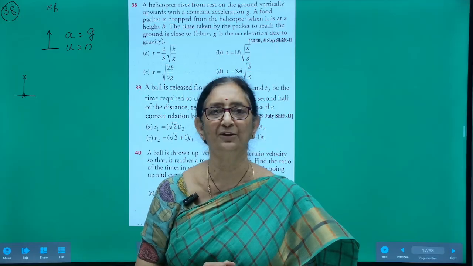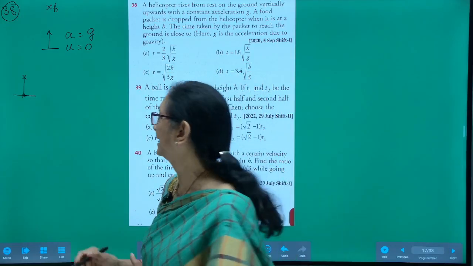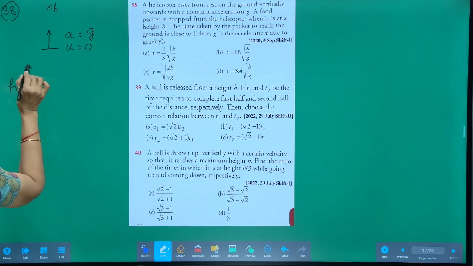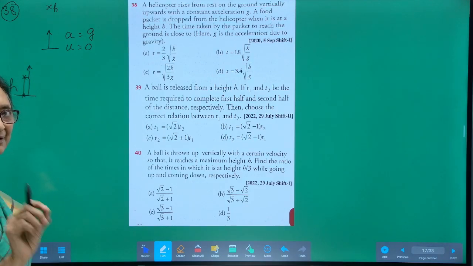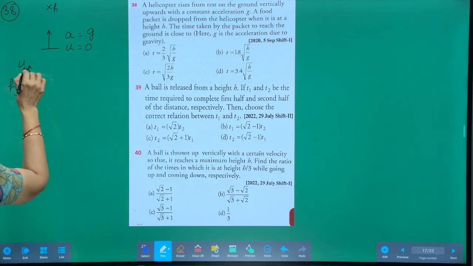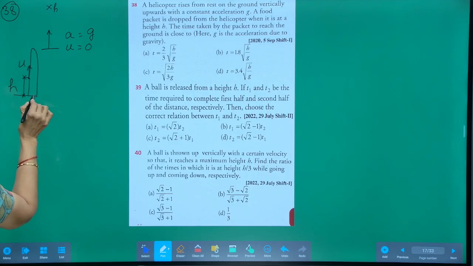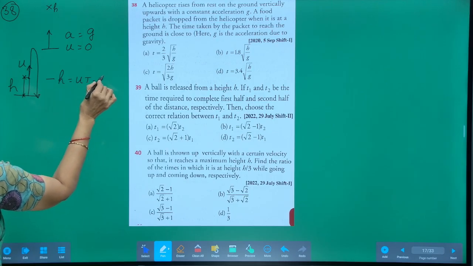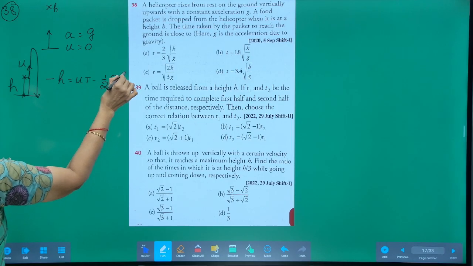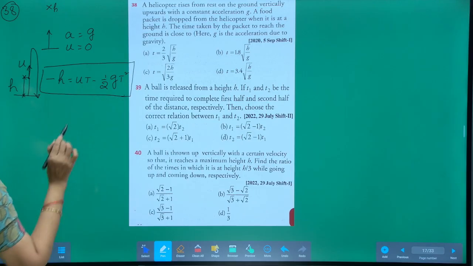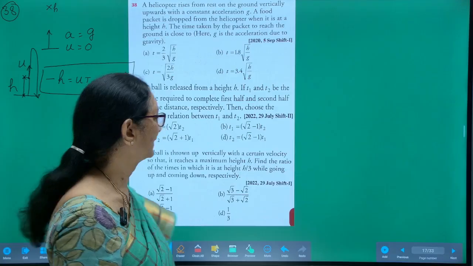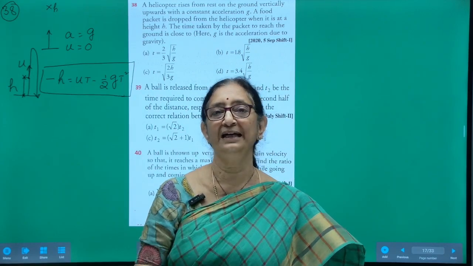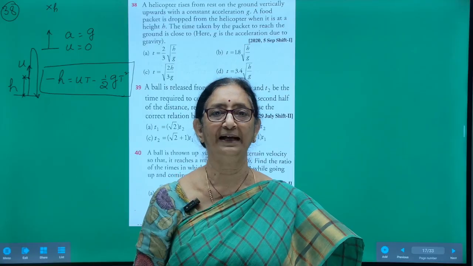So it just becomes equal to vertical projection from the top of a tower. Let this be the height h. By the time the food packet is released from the helicopter, if the helicopter velocity is u, then the food packet moves up and then comes to the ground. So minus h is equal to uT minus half g t square, where t is the time taken by the food packet to reach the ground. The height of the helicopter is known, but we do not know the velocity of the helicopter at the instant the food packet is released.